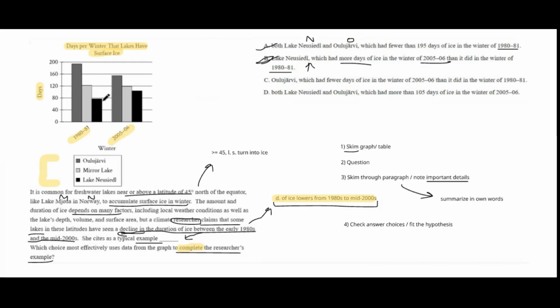Which had fewer days of ice in the winter of 2005 than in the winter of 1980s. Now this one more or less fits our hypothesis because it shows some kind of decline from the 1980s to 2005 for a specific lake. And it doesn't matter which lake specifically, because all we need to prove is that there was some sort of decline in days. Now, since choice C fits our hypothesis, let's leave it for a while and jump to option D.